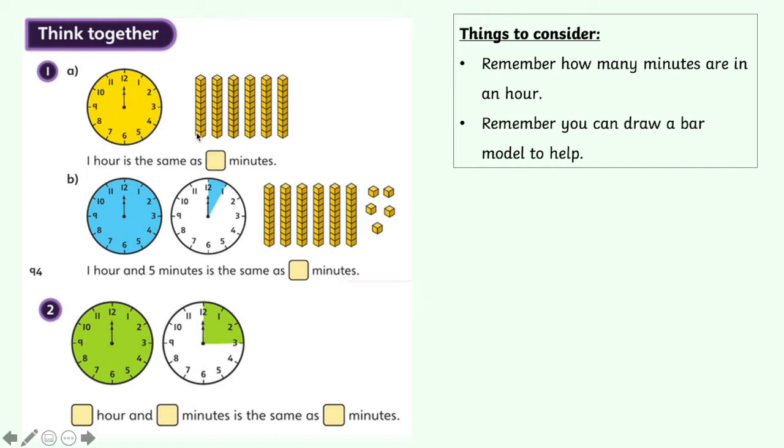This first one is super easy, so I'll just do this one. 1 hour is the same as how many minutes? Well, say it to yourself. How many? That's right, 60 minutes. So 1 hour is the same as 60 minutes. That's really important to remember.